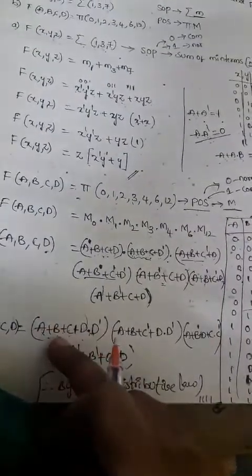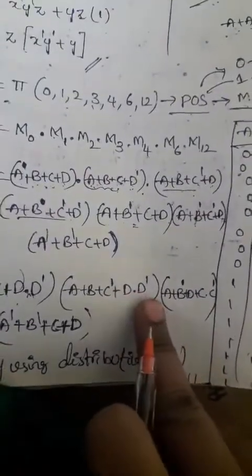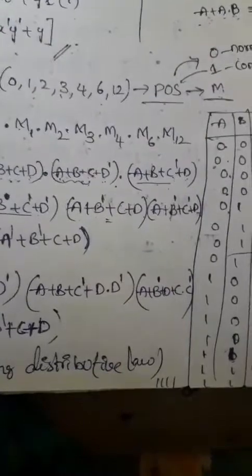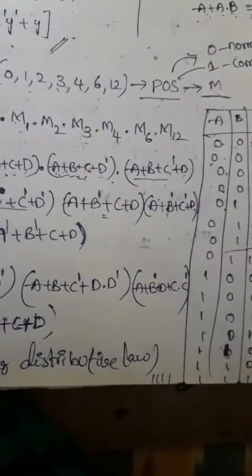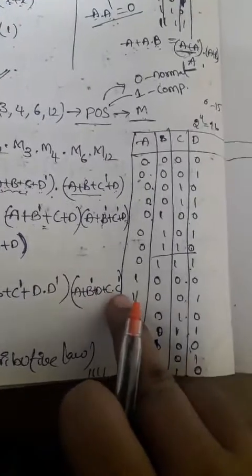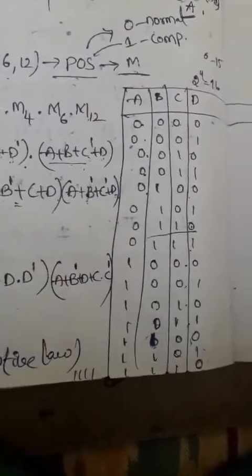So that's why we get a plus b plus c plus 0. Coming to the next one, here also d into d complement, so that is also 0: a plus b complement plus c plus d into d complement is 0. Next, here also c into c complement gives 0. So the equation becomes a plus b complement plus d plus 0.